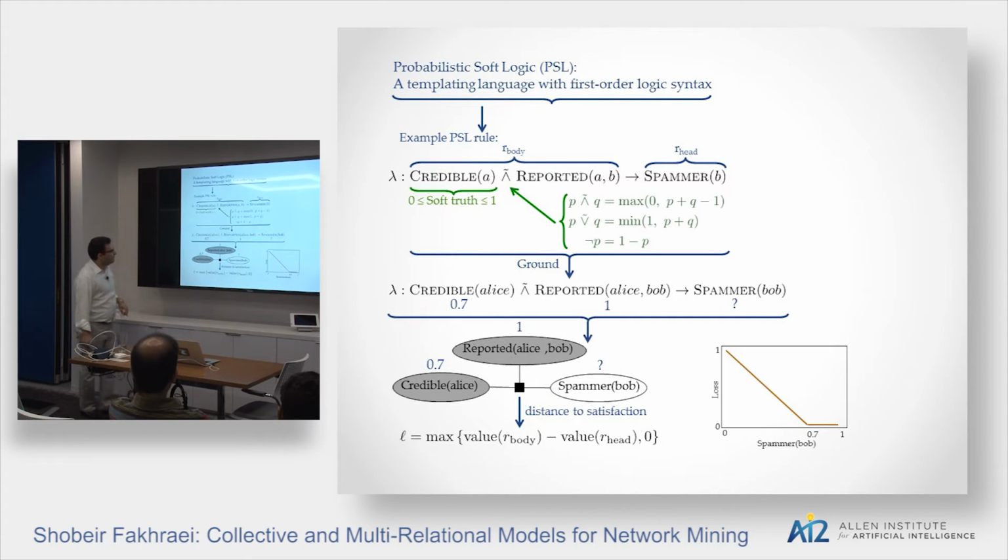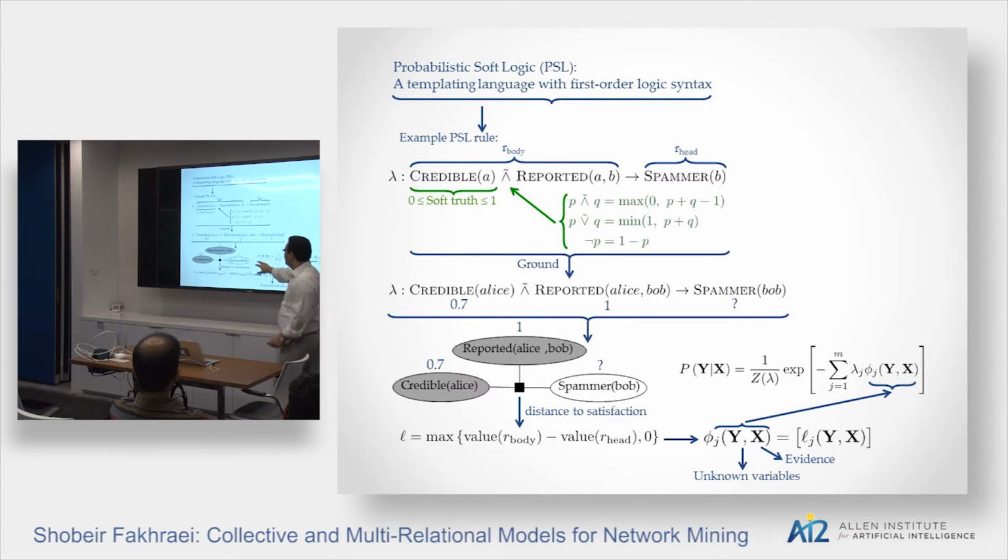And the potential function here is based on the distance to satisfaction of this rule, and that means it's defined based on the value of the body minus the value of the head, cut off at 0. And the loss on this value, spammer Bob, if you put in these numbers, will look like this. And because this is 1, it says that we know the credibility of Alice should be 0.7, and the value of Bob being a spammer, if it's more than 0.7, then we incur no loss. If it's less than 0.7, then we get a linear loss.